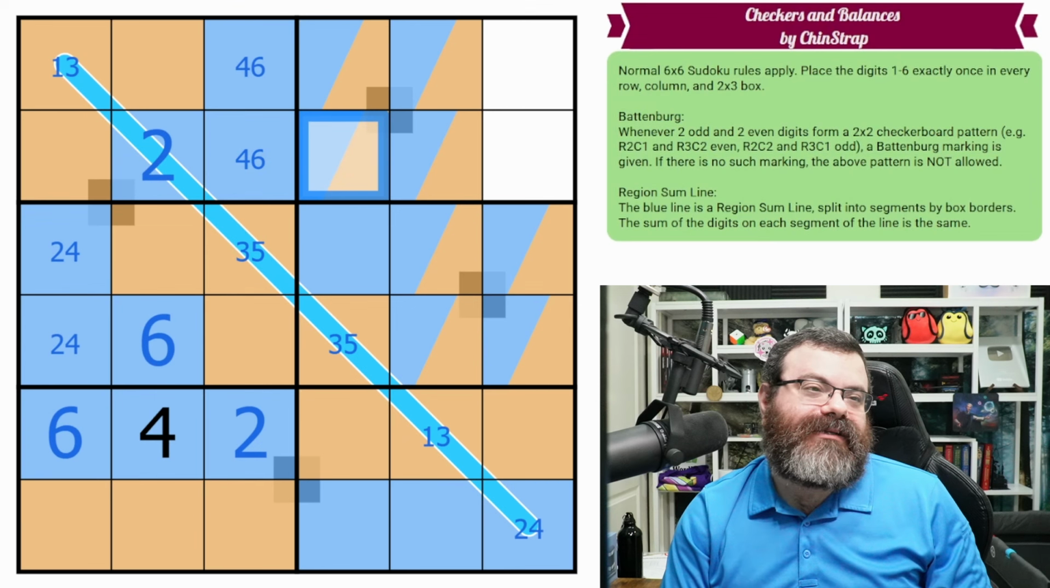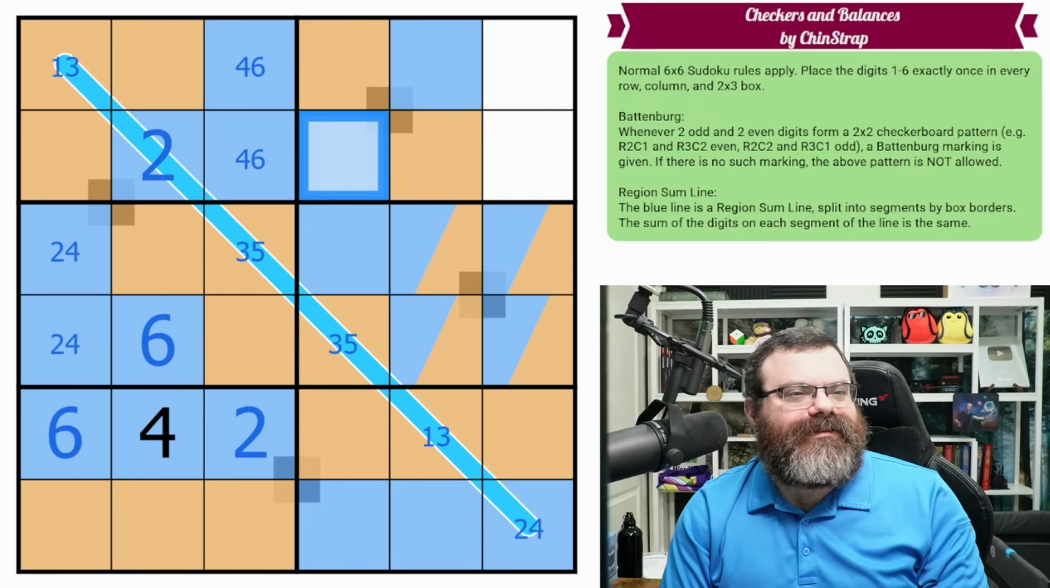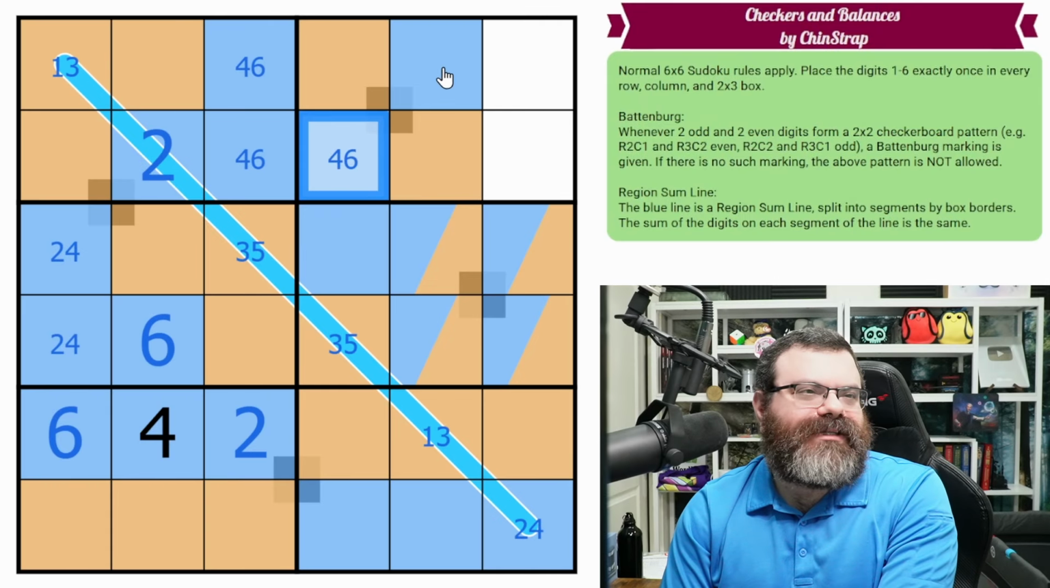So this one's odd. So these both are odd, and these are even. Oh, sorry, we can't make a Battenberg, so these are even. Sorry, and these are odd. So this is 4, 6.